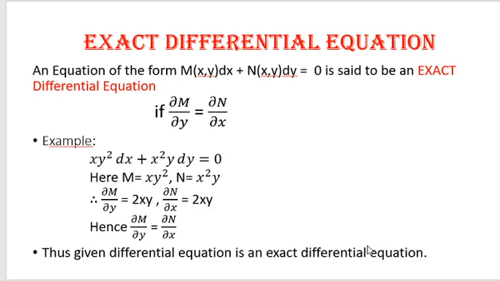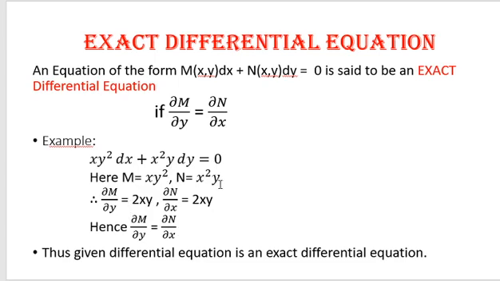So observe the example: x y² dx + x² y dy = 0 is the differential equation considered here. When we compare this differential equation with the standard form M(x, y) dx + N(x, y) dy = 0, we get M as x y² and N as x² y.